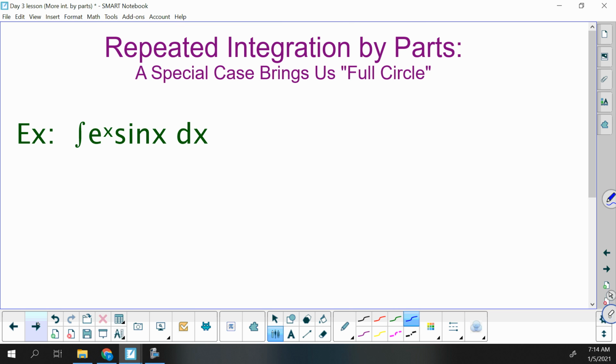All right, so we'll get even more challenging. So the full circle case. We want to recognize this is a mismatched product. There's nothing you can just let equal u and have the du match up with the other stuff. So that's what would lead us to try integration by parts. There are no logs. There's no inverse trig. There's no polynomials. So the u, the first thing it would make sense to be is the exponential. So we'll let u equal e to the x, and dv will be sine x dx.